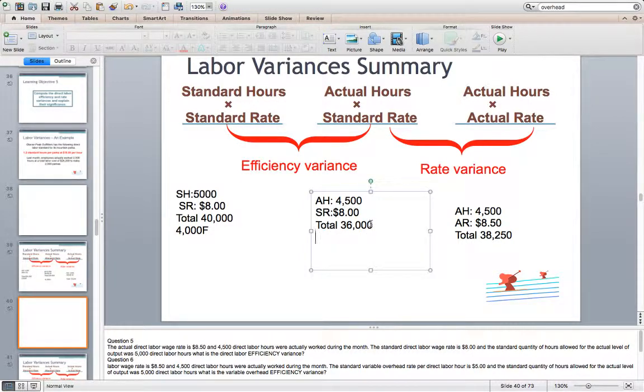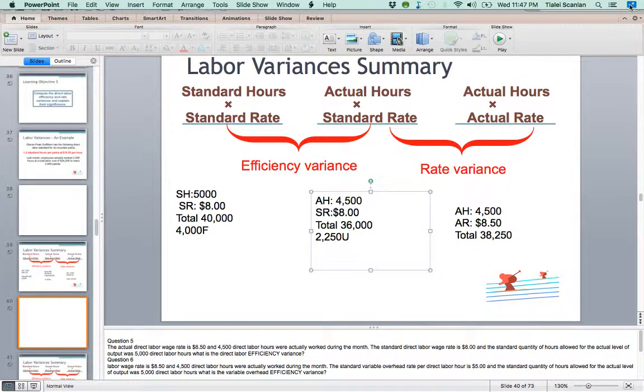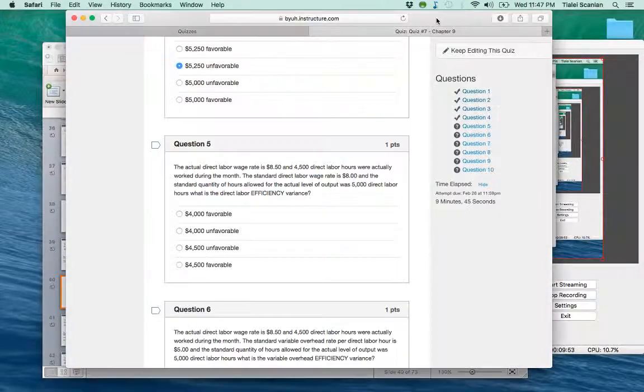So that difference is 2,250. And so is this favorable or unfavorable? You should have spent $8, but you actually spent $8.50, just comparing the standard to the actual. So that's going to be unfavorable because you paid more than you should have. And so this is asking for an efficiency variance. Our efficiency variance here, 4,000 favorable. So you can go to the quiz and check 4,000 favorable for question 5.